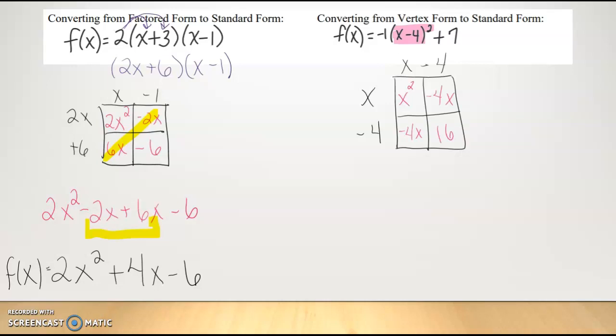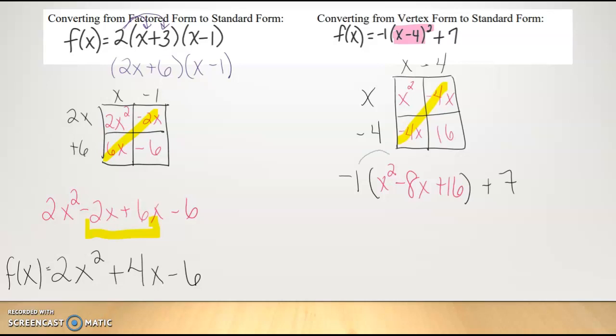So I'm going to rewrite this as negative 1 times, inside my parentheses, I'll have x squared. Negative 4x plus negative 4x would be negative 8x plus 16.